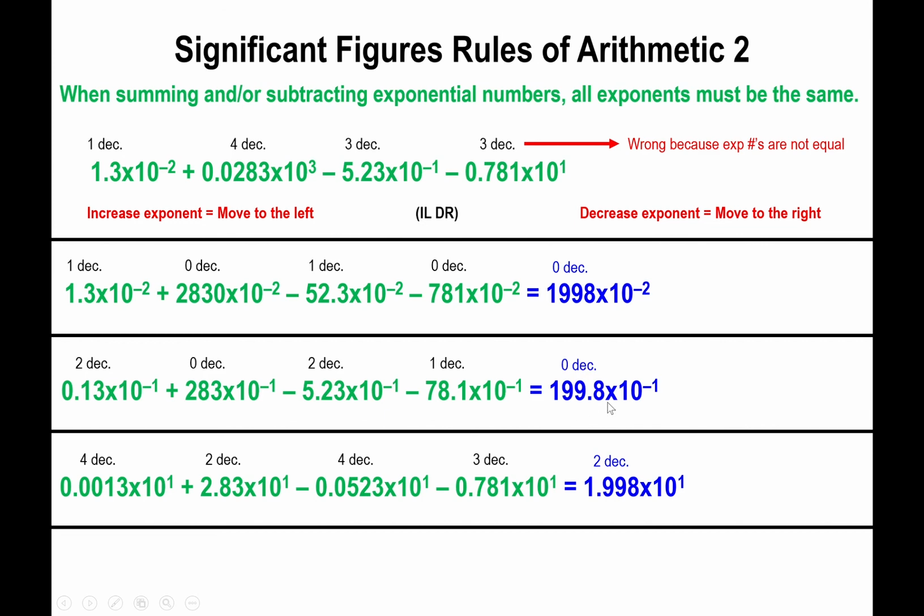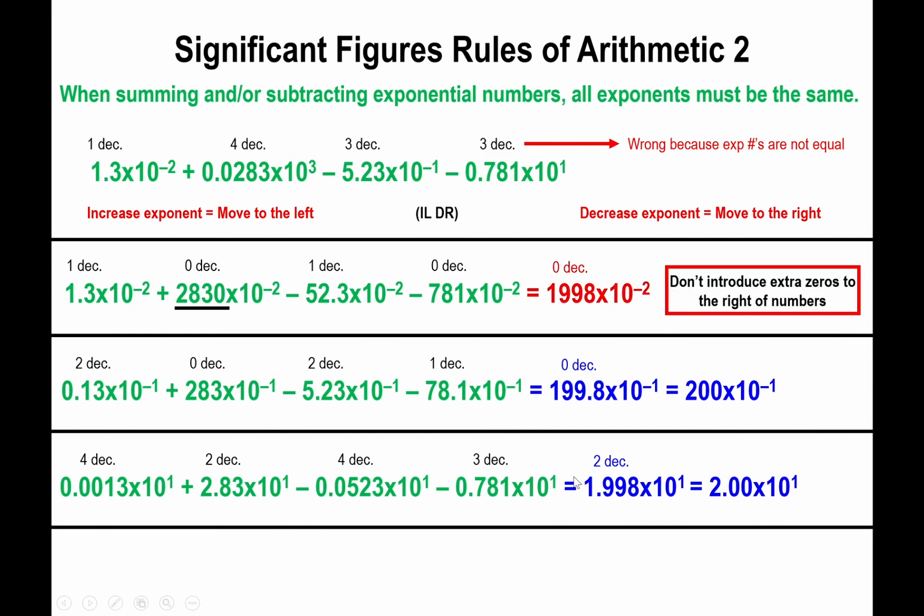1998, 199.8, 1.998. Alright, so you want to have no decimal places, so you basically keep the 1998 since that doesn't have any decimal places. Over here, you want to have no decimal places, so that means that you have to get rid of the 0.8. Since that number is greater than 5, you're going to raise up the 199 to 200. And same idea right here, you only want 2 decimal places. Since the number after the second 9, which is the second decimal place, is greater than 5, right? So the 8 is greater than 5. We're going to raise up the 1.99 to 2.00.